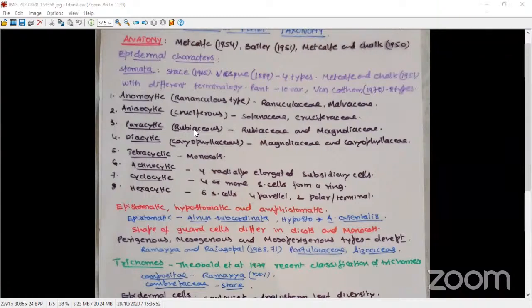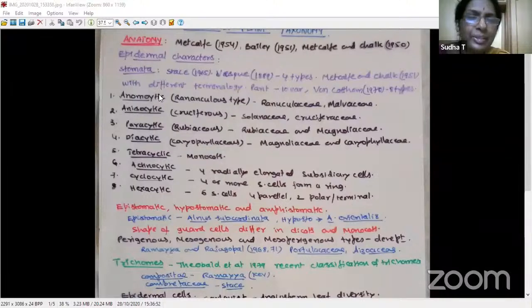In one leaf we can see a number of types of stomata. A single leaf will have more than one type of stomata; at least two types are seen. For example, the hibiscus leaf. Here I told you it is a Malvaceae leaf.